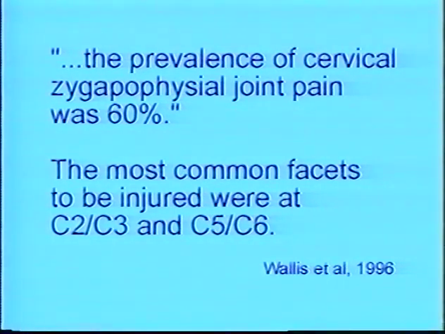The researchers gave the patients either an anesthetic nerve block or a placebo to see if the cervical facet joints were actually involved in the chronic pain. They concluded that of these patients, the prevalence of cervical zygapophyseal joint pain was 60%. They found that the most common places for the facets to be injured were the same places where the spine undergoes abnormal stress, C2, C3, and C5, C6.